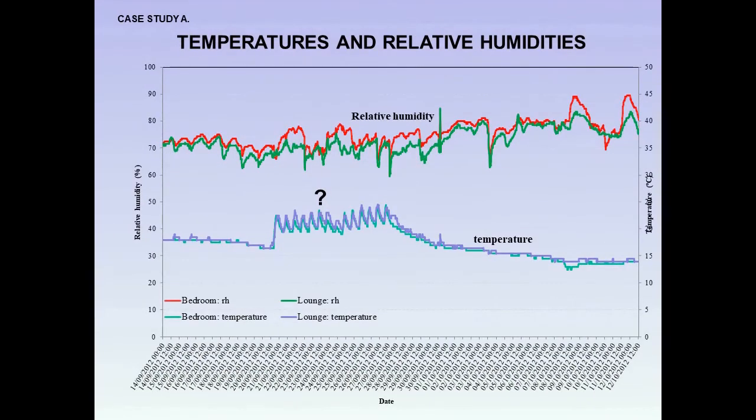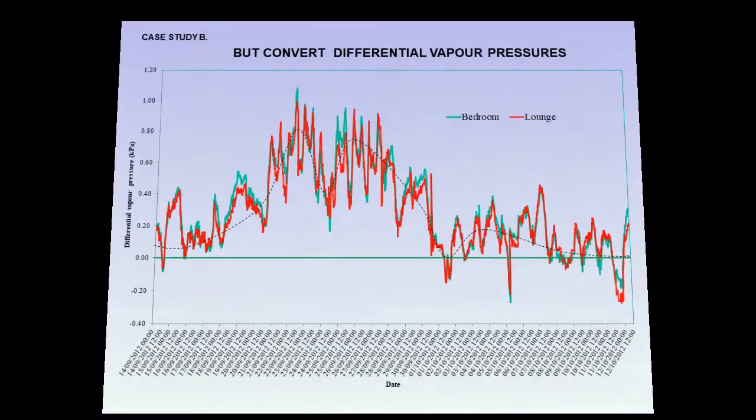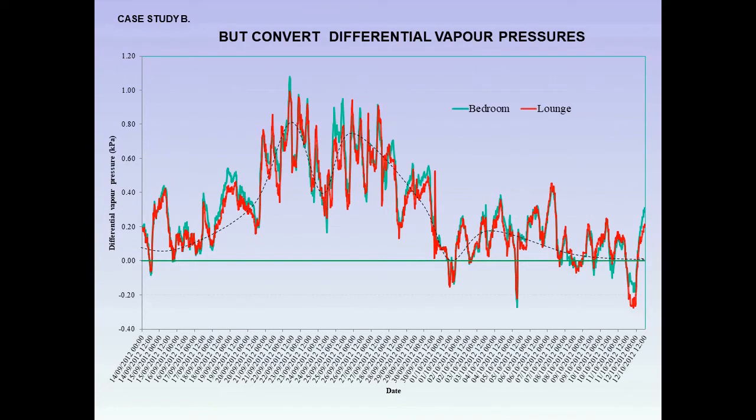Rather an interesting one. This is the raw data from a data logger. Relative humidity, the scale is on the left. Temperature scale on the right. Looks interesting, but what was happening in the middle? Got this up and down movement. Nothing really specific about the relative humidity in the lounge or the bedroom. So what was going on? Well, we converted that to differential vapor pressures, and it becomes quite clear something was going on.